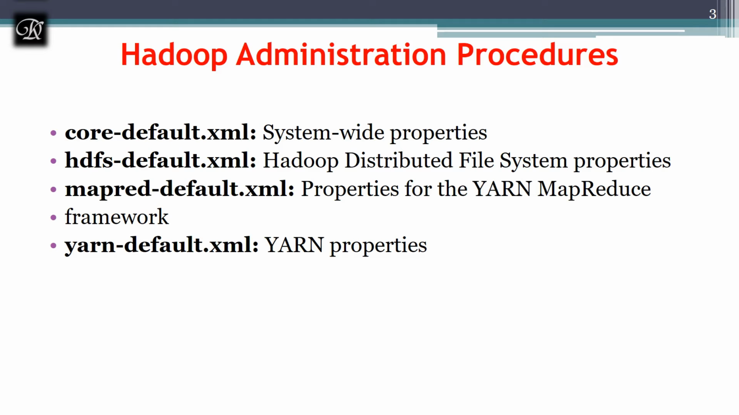One is the core-default.xml file, which sets the system-wide properties, and the HDFS properties are set by hdfs-default.xml. MapReduce properties and the YARN framework configuration are set by the mapred-default.xml file, and YARN properties in detail will be set by the yarn-default.xml file. We'll see these configurations again in the demonstration of configuring Hadoop.